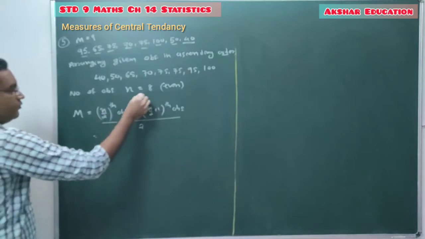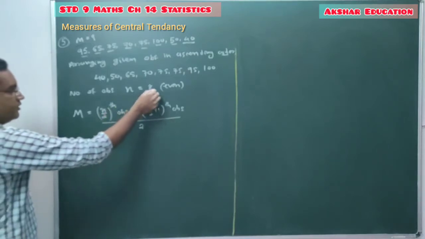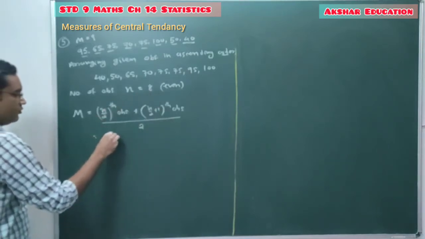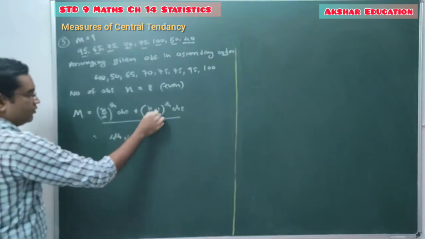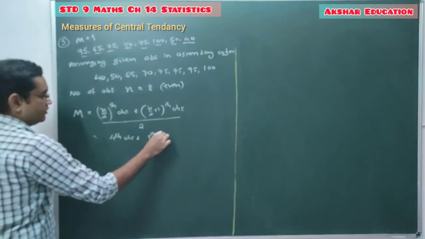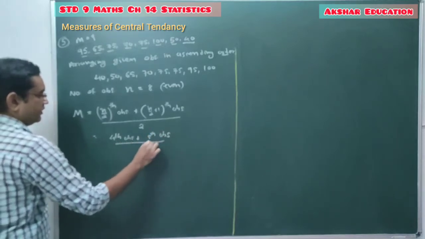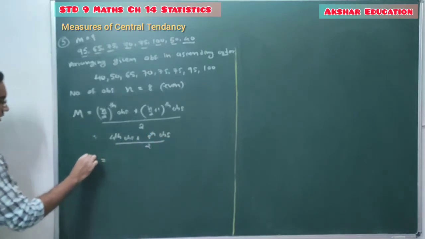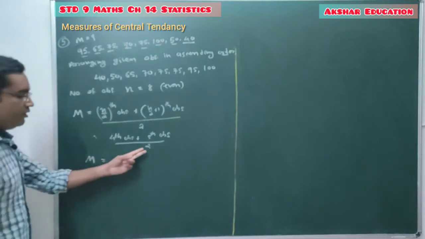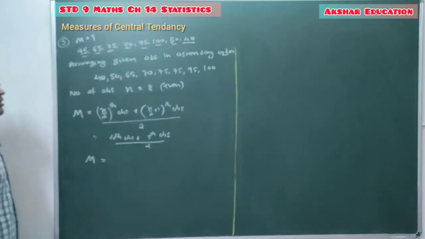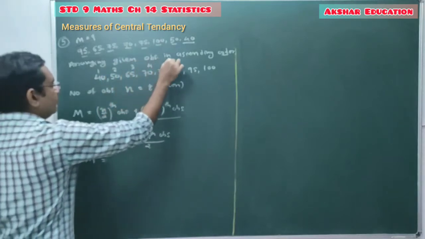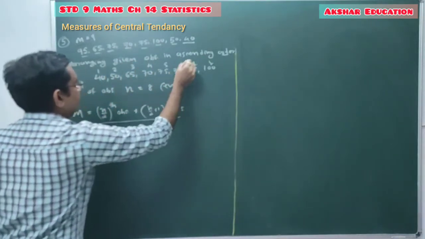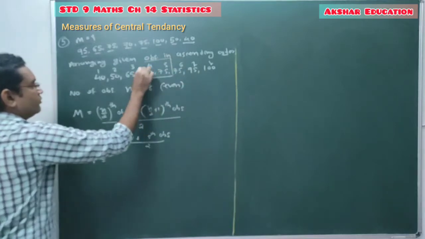So what is n? It's 8. So 8 by 2 is the fourth observation. So you have to find the fourth observation plus the 4 plus 1, fifth observation, divided by 2. So the median of the given data is nothing but the mean of the fourth and fifth observation. So you have to start from this: 1, 2, 3, 4, 5, 6, 7 and 8. So this is the fourth and fifth observation.